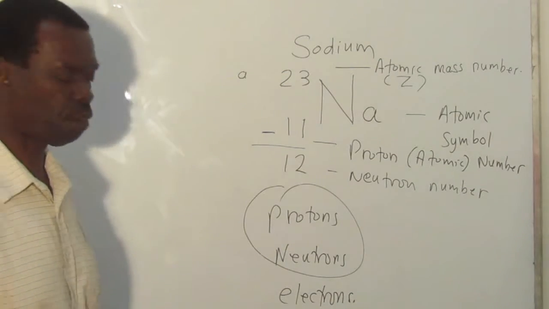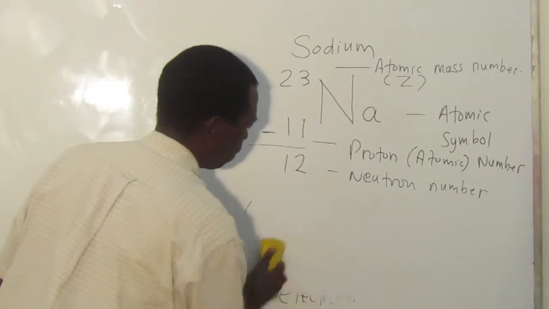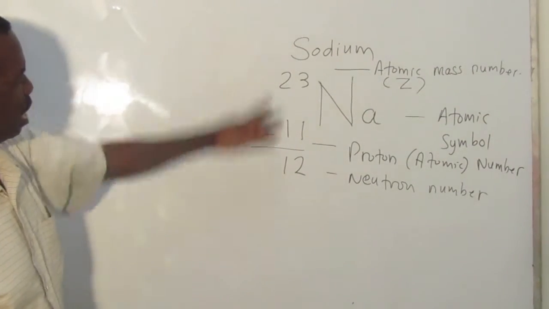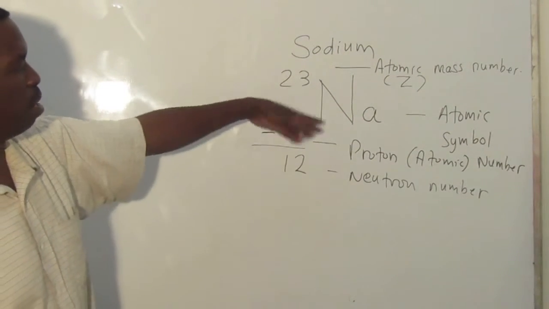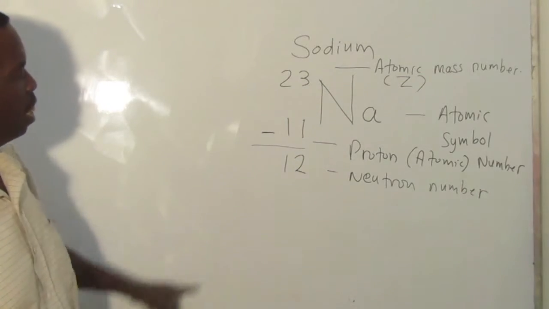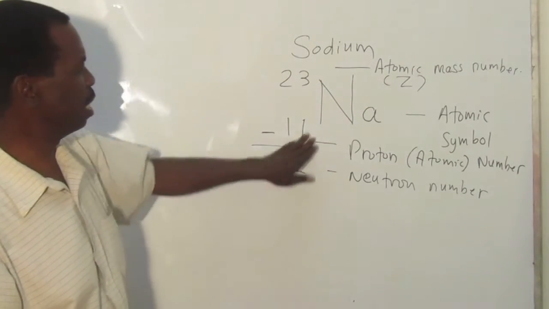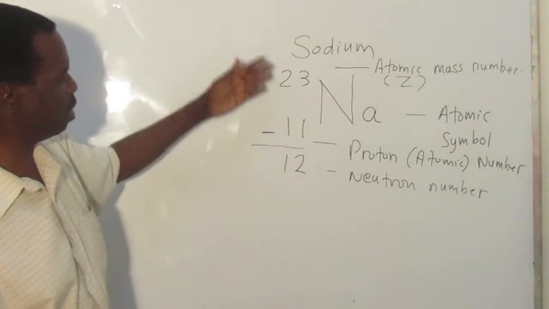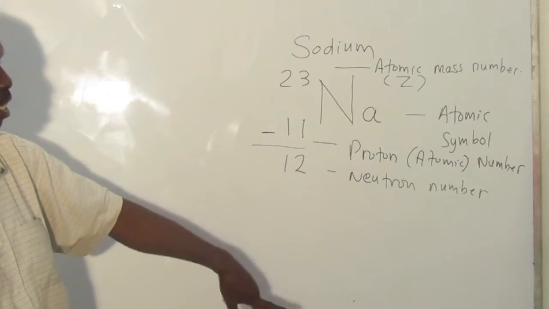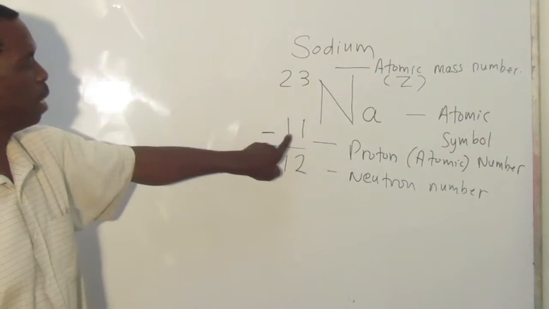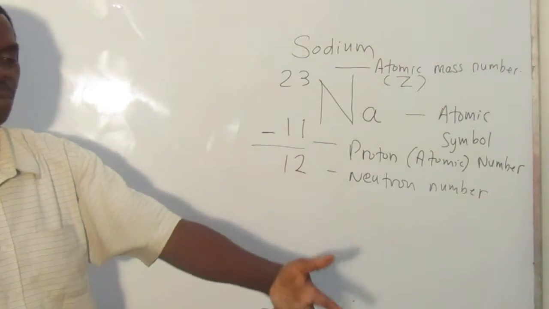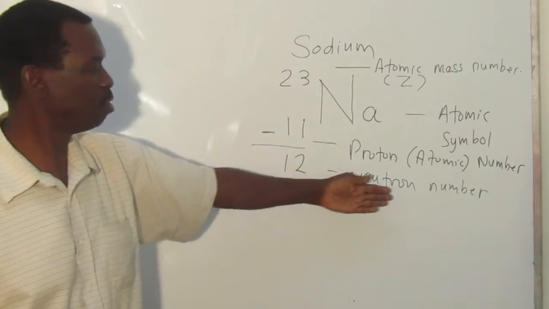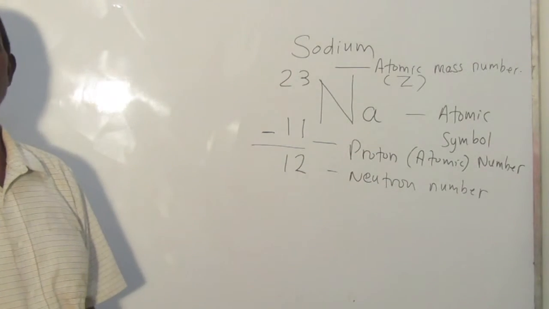So I'm going to go over it. When we write the element, like sodium, capital N, small a, this simply means it's the atomic symbol. And in this sodium structure, at the middle, the nucleus is made up of two things. It's the protons, meaning in this sodium, it has got 11 protons. The other box is the atomic number. When you subtract this, it will give you the neutron number. I'm going to give you another example.